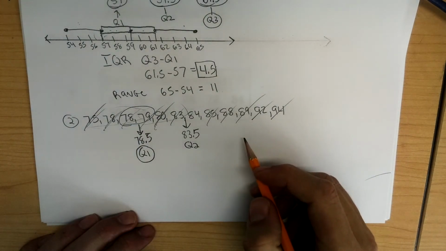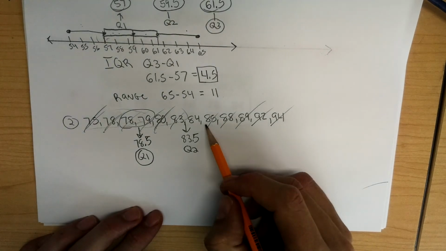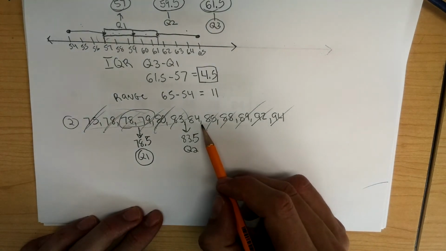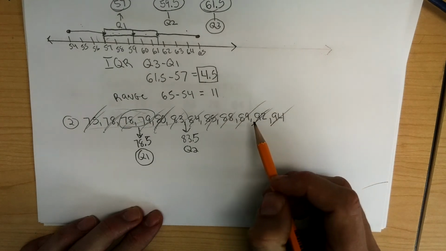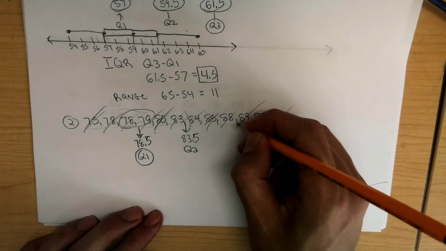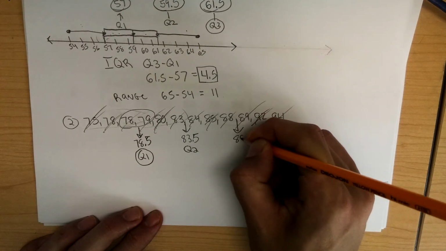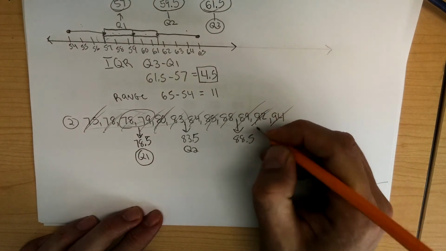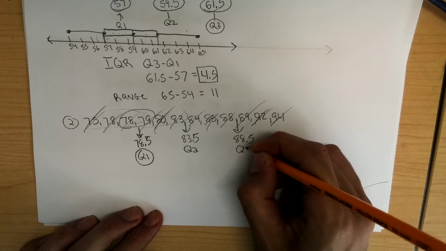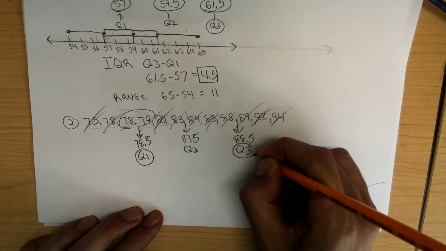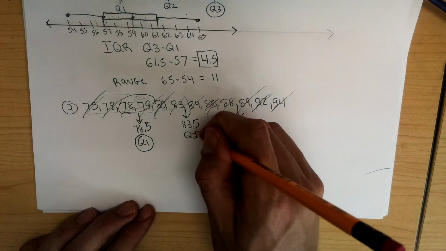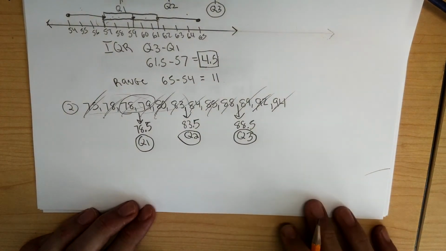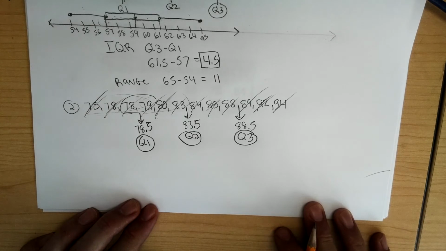Now let's find the median for the upper half of my data. So I have here 6 numbers again. I'm between 88 and 89. So my upper quartile, do you remember what that's called? Q3 is 88.5. Now we've identified our 3 quartiles, we can go ahead and graph it.